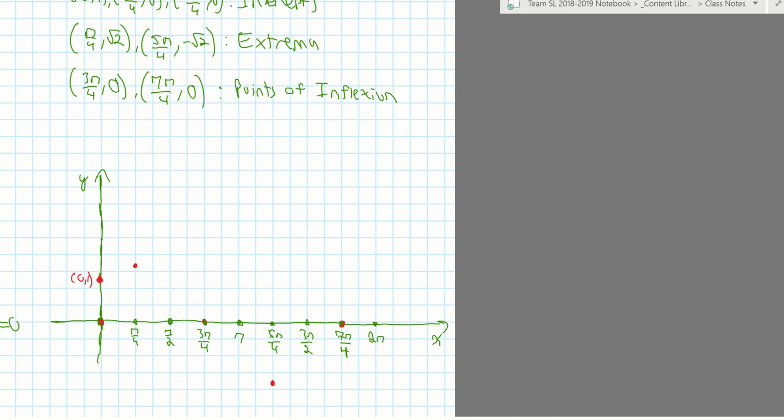Then our points of inflection turn out to be also our zeros. So 3 pi over 4, 0, that's my point of inflection right here. That's where the graph changes concavity. And then 7 pi over 4 again, right over there at the other point of 0.